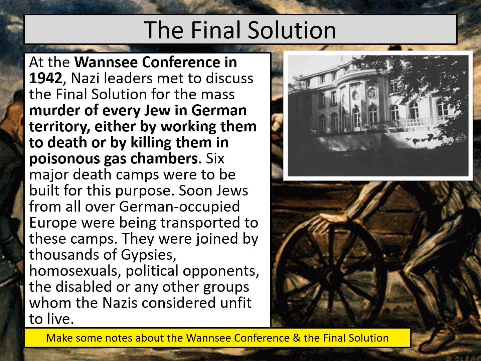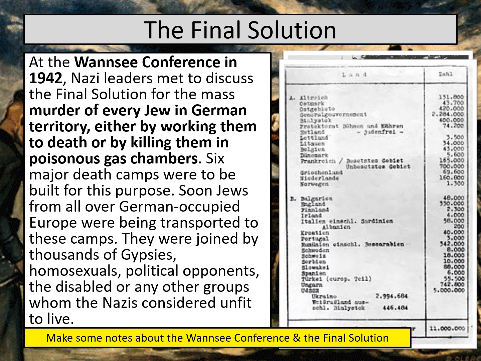They discussed at this conference the 11 million Jews of Europe. There's a document that you can see that's just come up here, which totals each of the countries and how many Jewish people they had. And they disgustingly planned at this conference to try and murder up to 60,000 Jewish people a day.